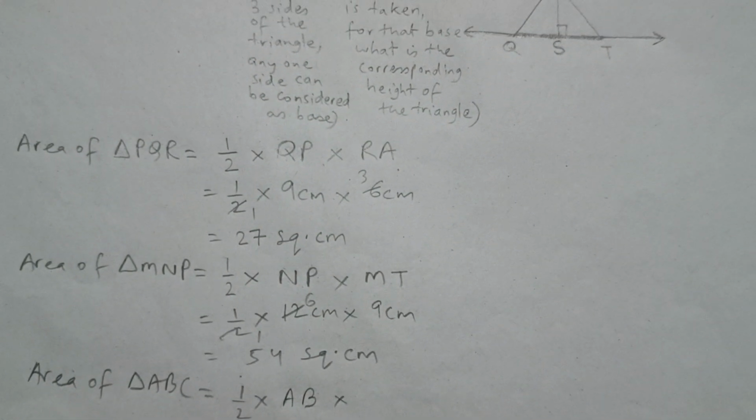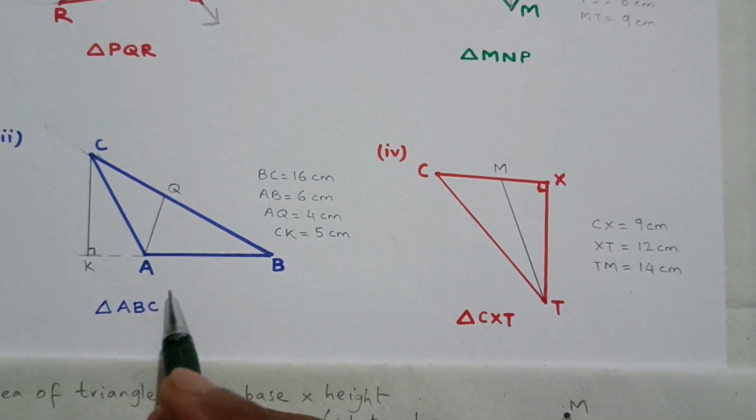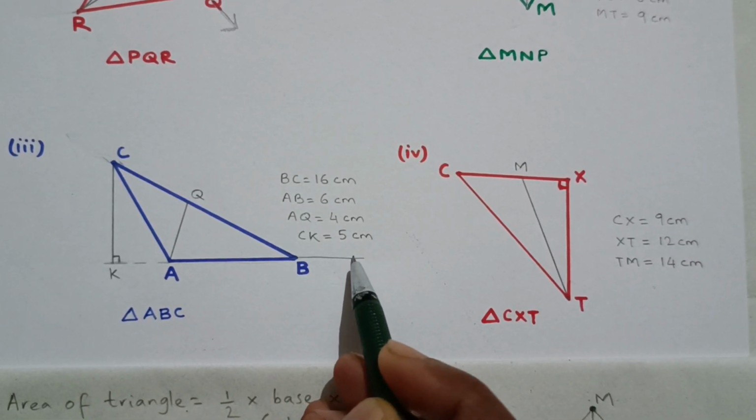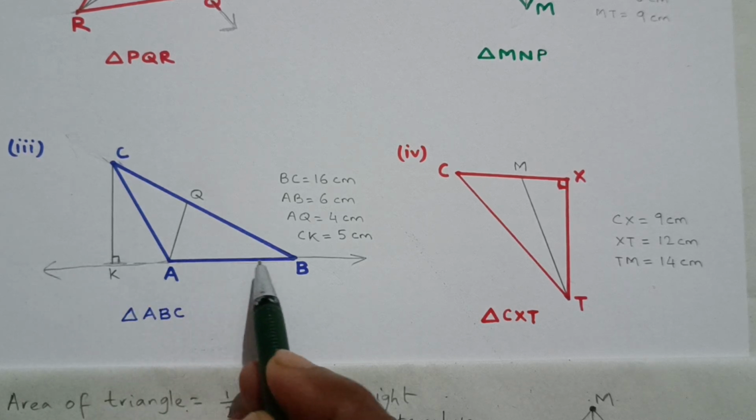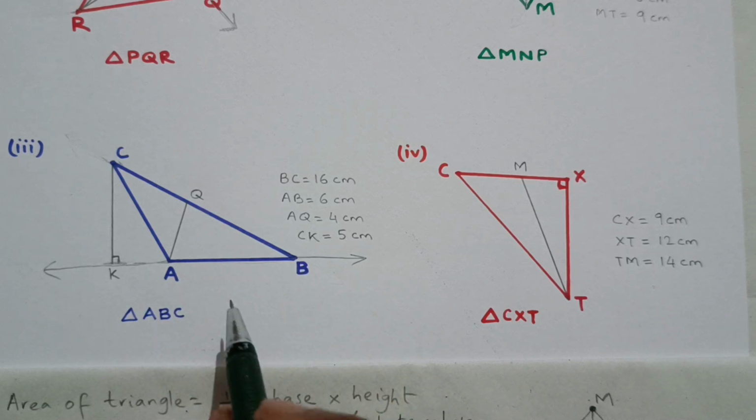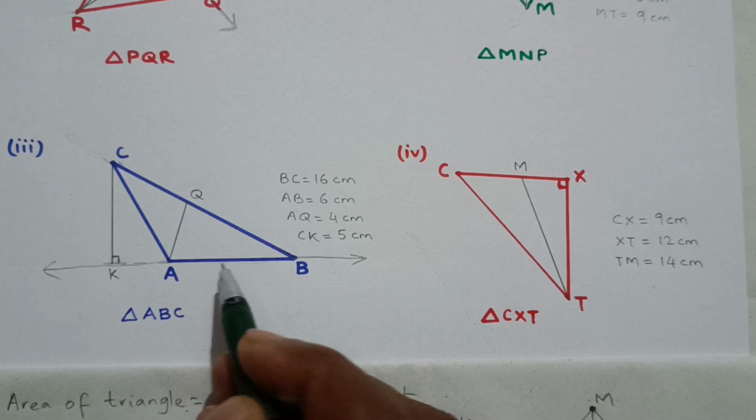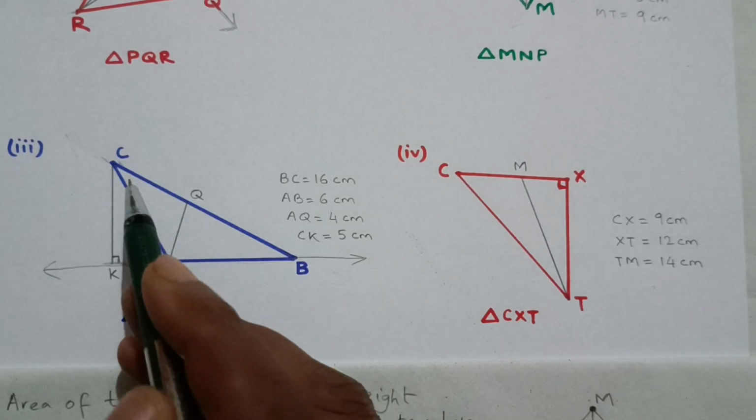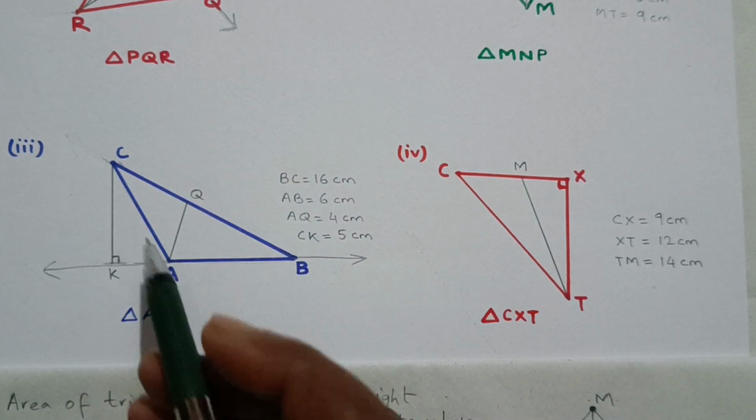Now what is the corresponding height for the base AB? So AB, let me extend the line. I will extend it in this direction. So this is the line on which side AB sits. I have extended the line on both the directions. So for AB, we have to find the corresponding height. Now for AB, the opposite vertex is C.